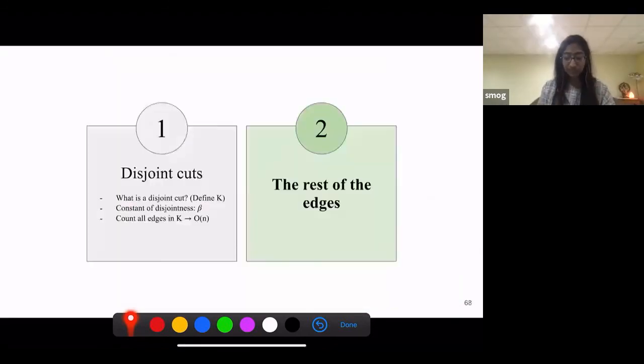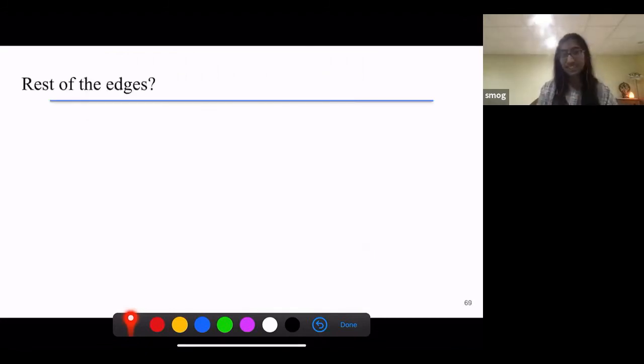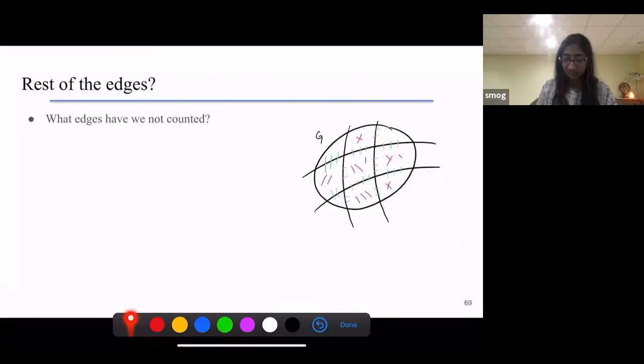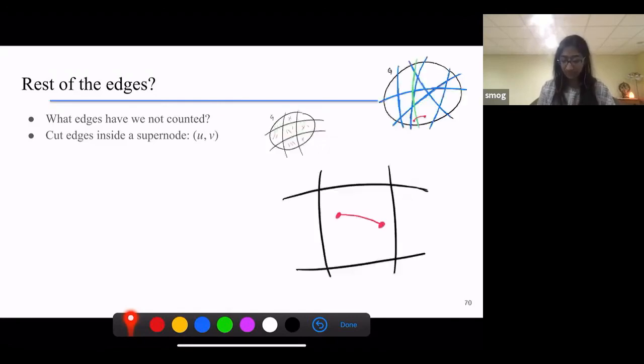So now what we need to focus on is paying for the rest of the edges in bulk. When we talk about the rest of the edges, what edges have we not counted yet, right? If we take this diagram, the black cuts are the cuts in k. So far we've counted the edges across those cuts in k, so all of these green edges across these black cuts. But what we haven't counted are the cut edges that lie within some supernode, right? So these red edges are cut edges that we haven't counted yet, and this is bad.